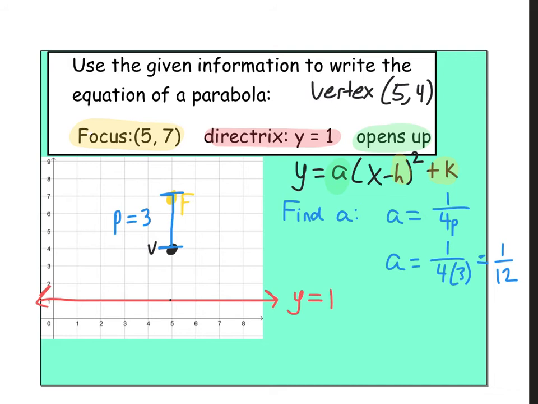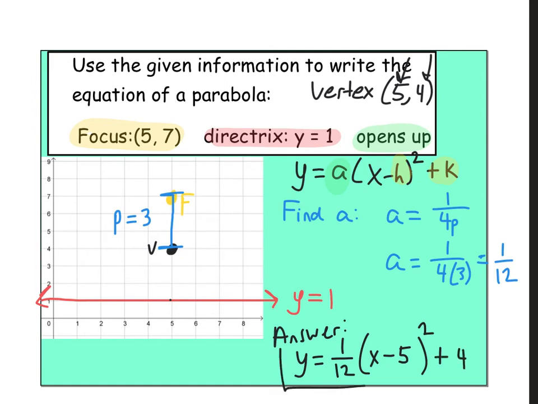The final answer is y equals, and the a we just found is 1/12. In vertex form it's x minus h, so (x minus 5) squared, where 5 is the h, and then plus 4. That is our parabola. It would do something like that. I don't know exactly what it would do without graphing it, but it would do something like that. And we have the equation. So that's how you use the focal length to find the a value.